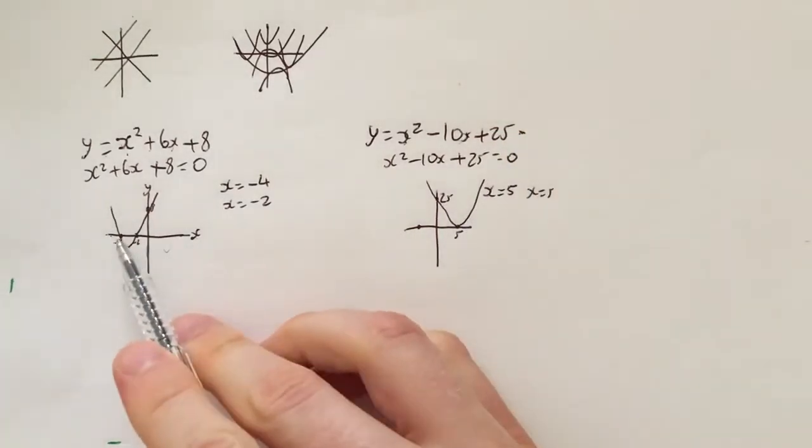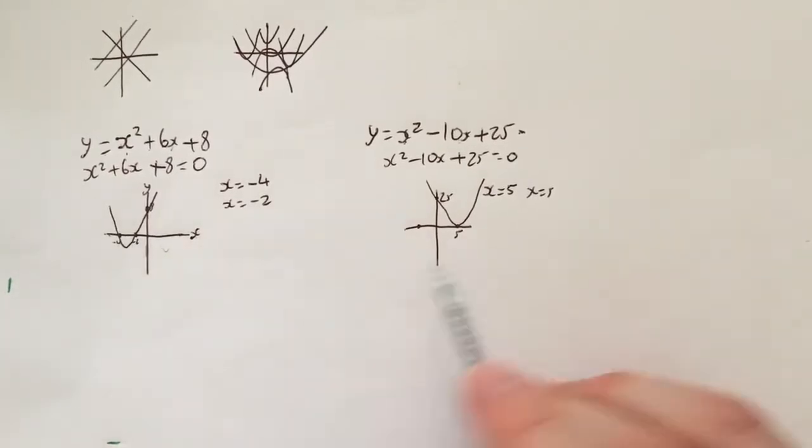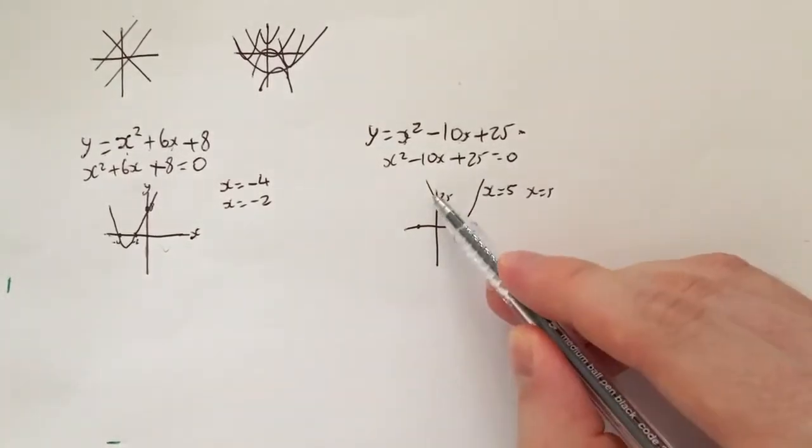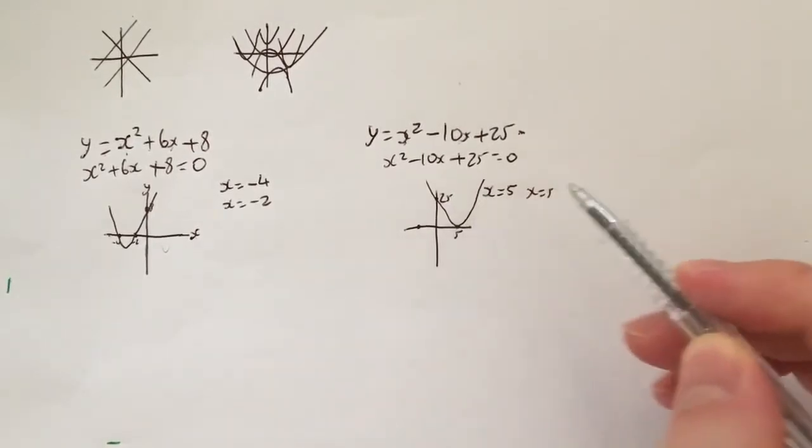So that one there had two roots: x equals negative 4 and x equals negative 2. This one's only got one root, which means I don't go through the x axis here. I just touch it like that.